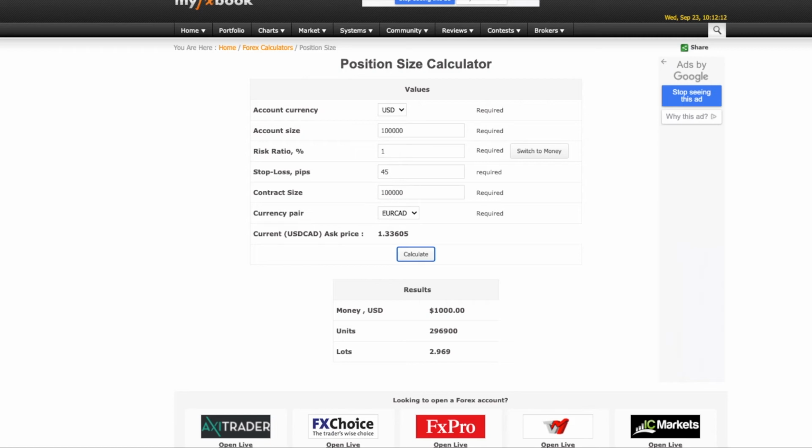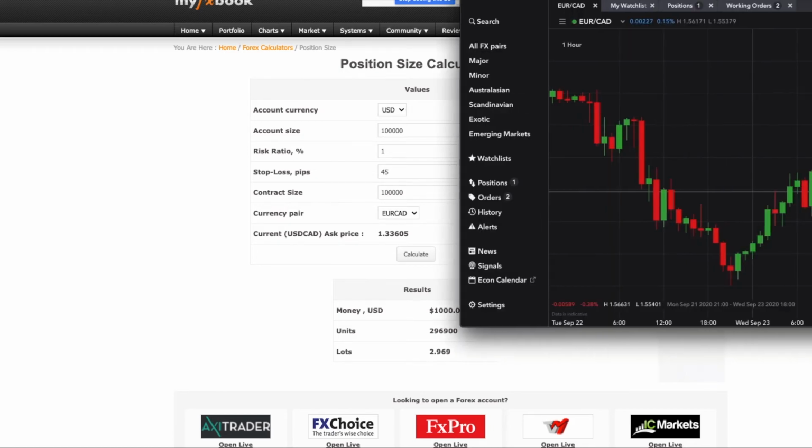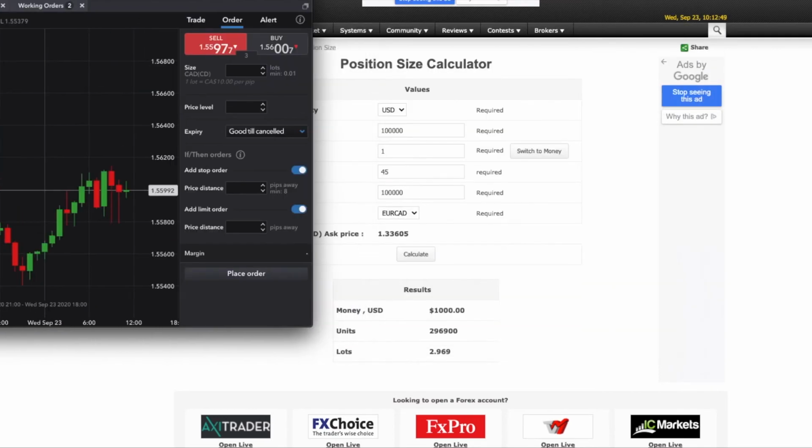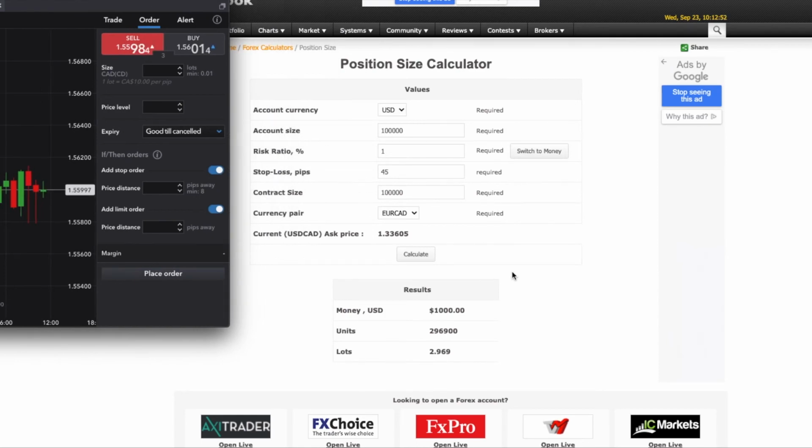So I am using a demo account just for this example. This is on IG's trading platform. You can get your own demo account if you're new, but this is just for an example. So I already have EuroCAD, and we're going to sell it short. And the position size is right here, the 2.969 lots.